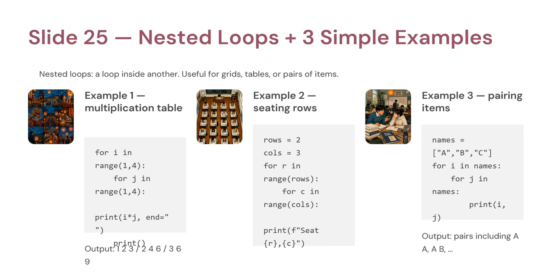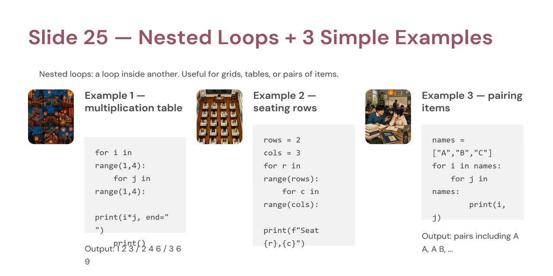Example 2, seating rows. Suppose a cinema has rows and seats. Rows is equal to 2, columns is equal to 3. For r in range(rows): for c in range(columns): print seat r, c. So here the output will be seat 0 0, seat 0 1, seat 0 2, seat 1 0, seat 1 1, seat 1 2. This type of logic is used in games, maps, images, and matrices.